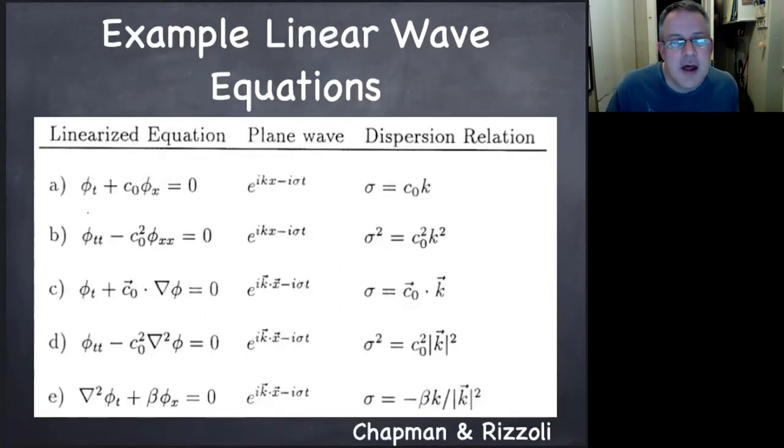Here are some other linear wave equations that you might be thinking about. So here is our 1D equation that propagates only in one direction. Here's the dispersion relation, and sorry, we've now switched to having sigma being the frequency, k being the wave number, still, c naught being the phase speed. Here is the dispersion for that one.